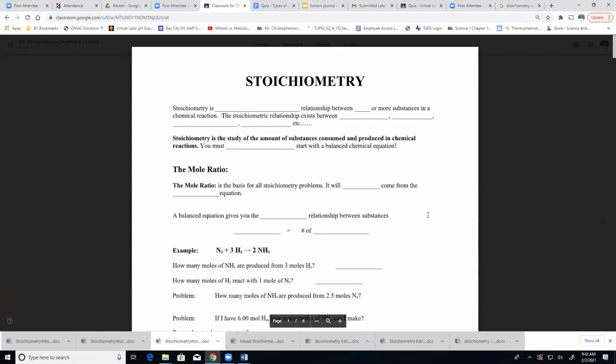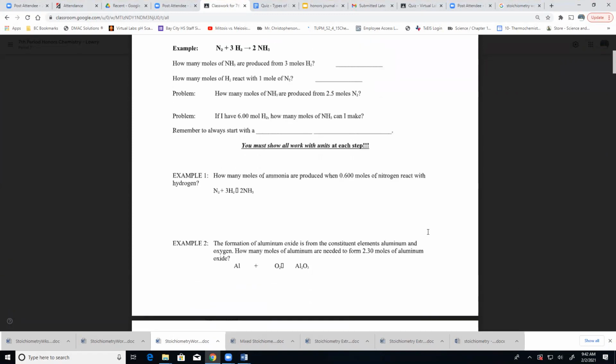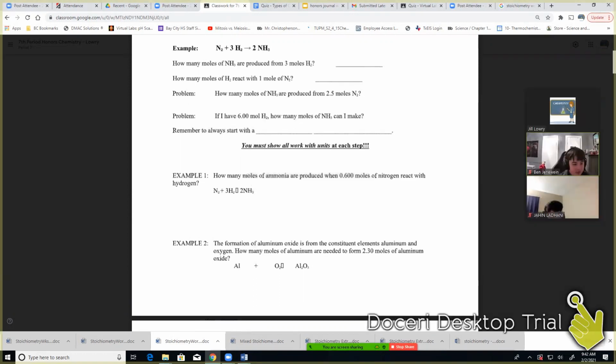All right, sometimes it's not that easy. I can't get it directly from the equation. It's not exactly how the equation is written. So that's when I have to do a little bit of work. And you have to worry about your sig figs again. Remember, your sig figs come from your problem.